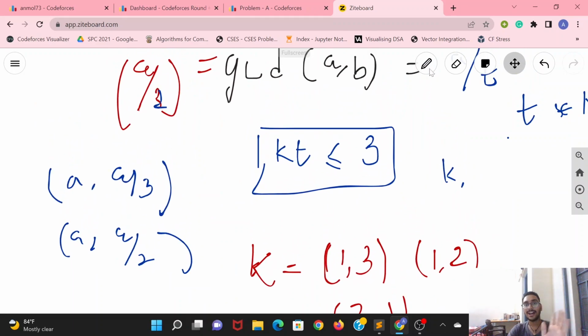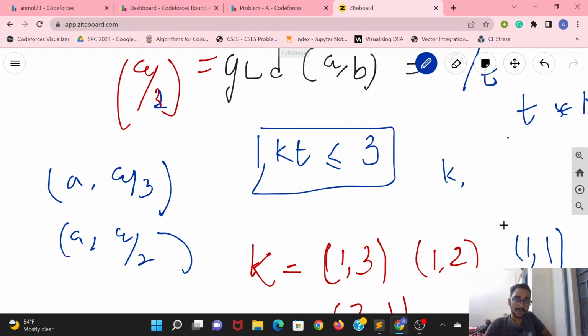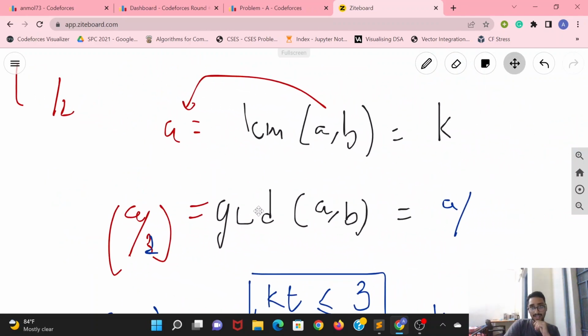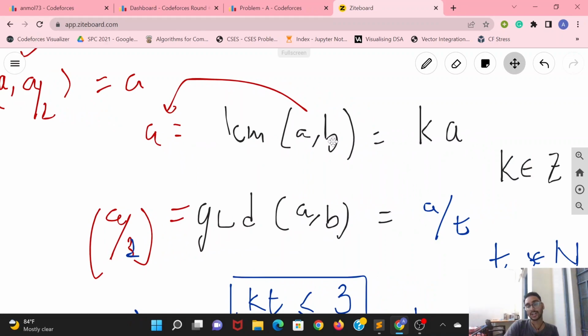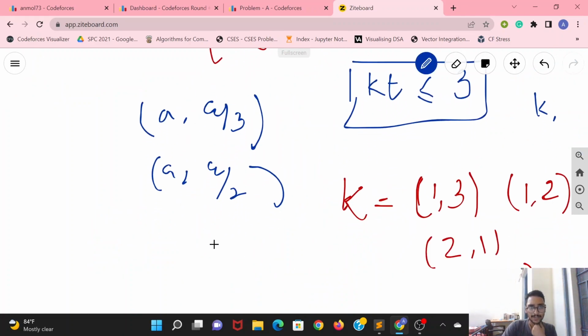Okay, and also just a mistake from my side. Here K and T can both be 1 and 1 also. I'm sorry, I just forgot the most trivial case. So if K and T are both 1, it is basically saying LCM of A comma B is A, GCD of A comma B is A, which implies A and B have to be equal, and they have to be equal to A itself, because both the LCM and GCD are equal to A. So we have another possible solution, A comma A.